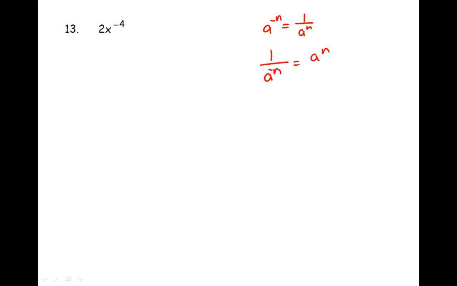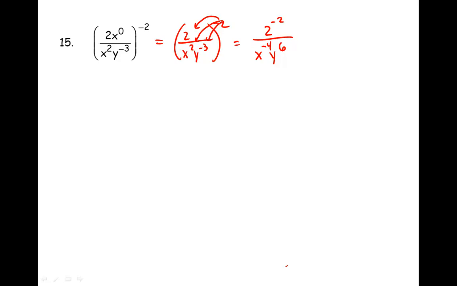So here what we need to recognize is that the negative 4 is only on the x. So if we do our rule properly, the 2 is going to stay on top because it doesn't have a negative exponent, but the x to the negative 4 is going to go down to the denominator. And then it would make the exponent positive.